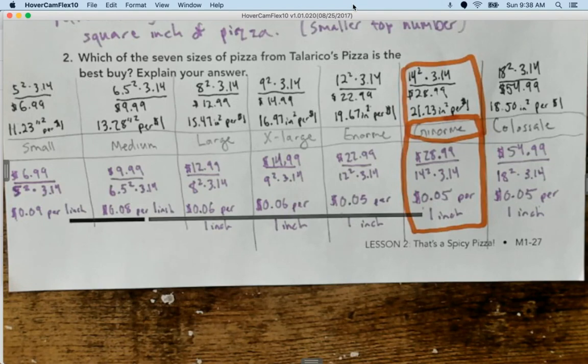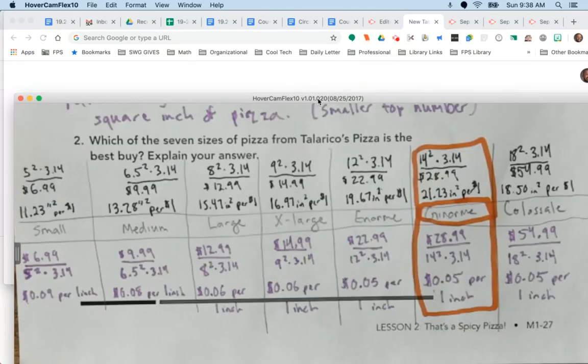I calculated it by finding the unit rate, how much pizza I would get per dollar, and it was the most pizza per dollar. And I calculated it with Michael's unit rate of how much money per square inch, and it was also the cheapest of how much money per square inch. And so that is how I answered this question. I calculated all the unit rates, and I found the one that gave me the most pizza for the least amount of money, and I found the least amount of money per square inch.